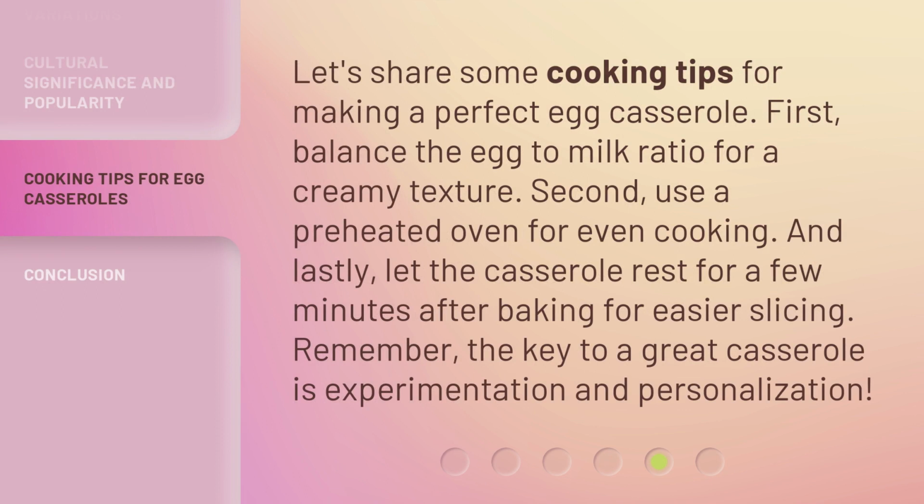Let's share some cooking tips for making a perfect egg casserole. First, balance the egg-to-milk ratio for a creamy texture. Second, use a preheated oven for even cooking. And lastly, let the casserole rest for a few minutes after baking for easier slicing. Remember, the key to a great casserole is experimentation and personalization.